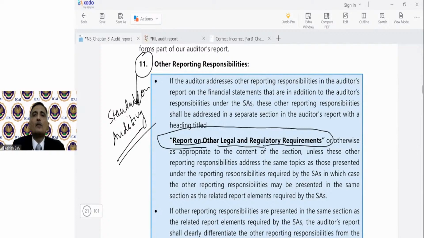Like Companies Act 2013 specifically asks the auditor to report on certain matters. It also asks the auditor to report on matters specified in an order which is known as CARO 2020, Companies Auditors Report Order 2020. So these matters are to be specifically stated under the heading report on other legal and regulatory requirements. So let us see this report.